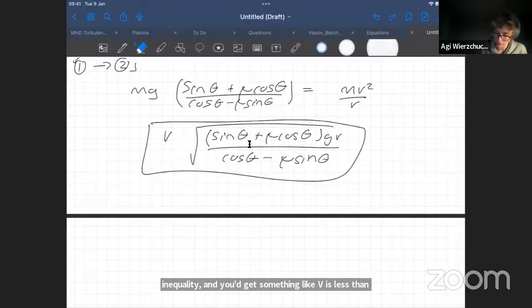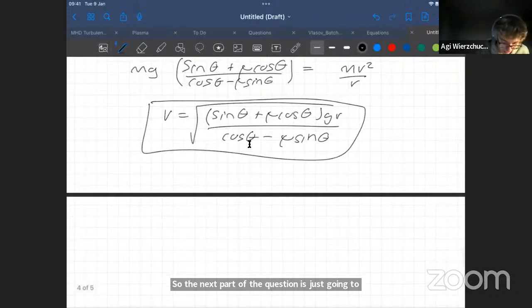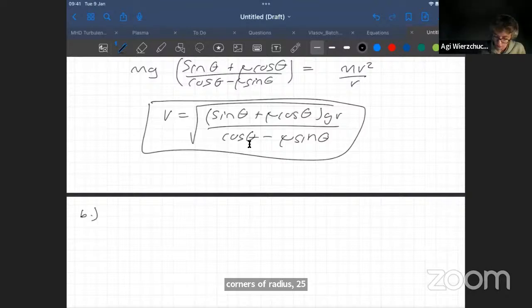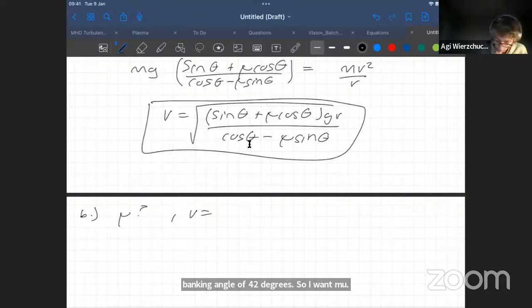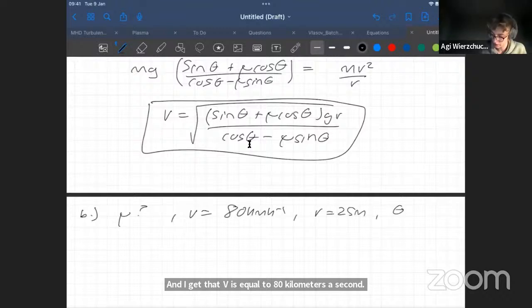So the next part of the question is quite quick. Determine the value of mu required for the bike to travel at 80 kilometers an hour around corners of radius 25 meters with a maximum banking angle of 42 degrees. So I want mu, and I have that v is equal to 80 kilometers an hour, r is equal to 25 meters, and the angle is equal to 42 degrees.